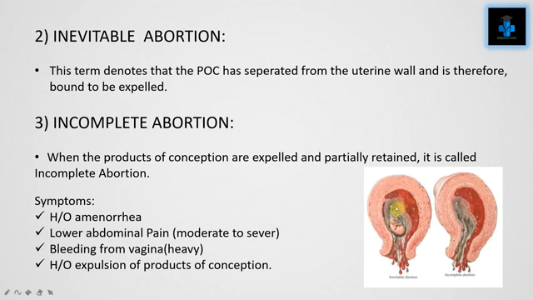expelled. The third type is incomplete abortion. When the products of conception are expelled and partially retained, it is called incomplete abortion. Symptoms are history of amenorrhea, lower abdominal pain which may be moderate to severe, heavy bleeding from the vagina, and history of expulsion of products of conception.